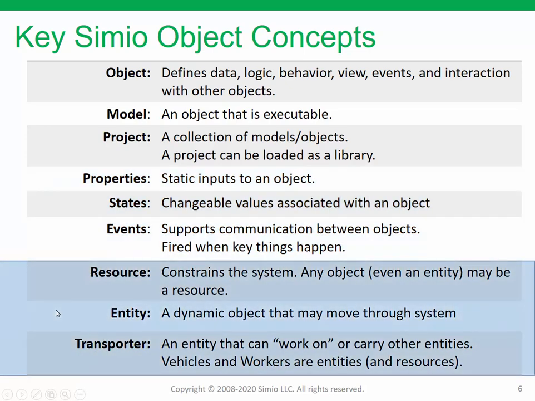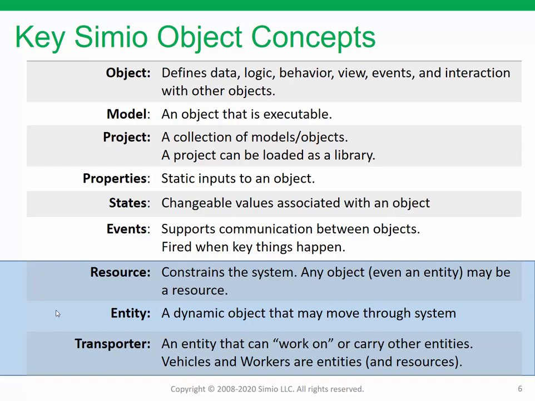Resources constrain the system, so an object can be defined as a resource. A resource essentially models things like machines. They can model people where they provide some type of service but their capacity is constrained. An entity is a dynamic object that moves through the system. And finally, a transporter is an entity that can carry or work on other entities.